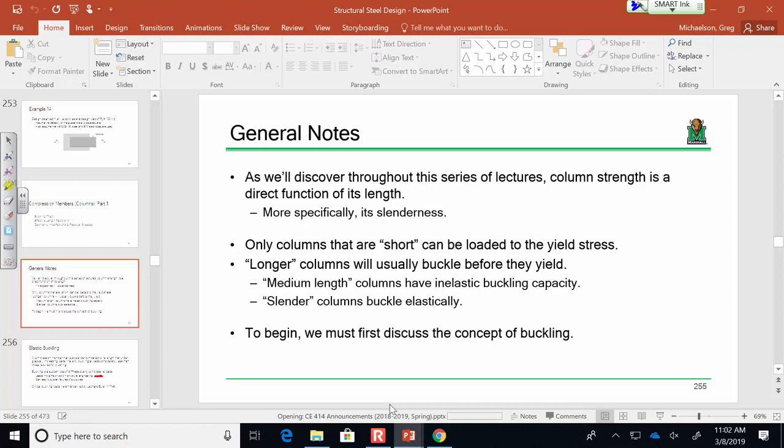Am I allowed to bring that up? But in all seriousness, L over r is going to become very important.